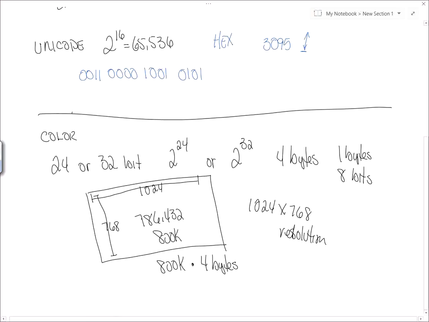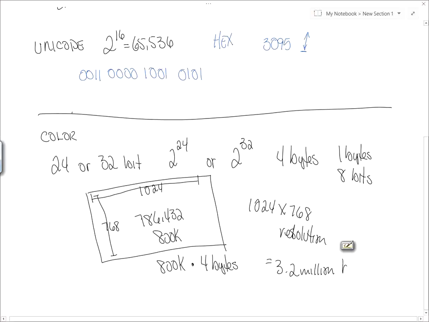So with 800,000 pixels, each of them requiring 32 bits worth of color, that means that I am going to need 3.2 million bits just to represent a single image on a monitor with a 1024 by 768 resolution.